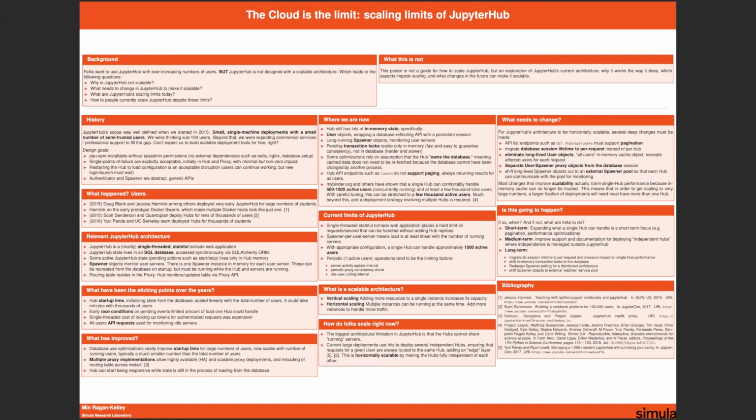So what does a scalable architecture mean? First, it means that 2 or more hubs can be running without conflicting with each other. This would mean that we can add more hubs to handle more requests. So why can't we do this today? What makes JupyterHub not scalable?